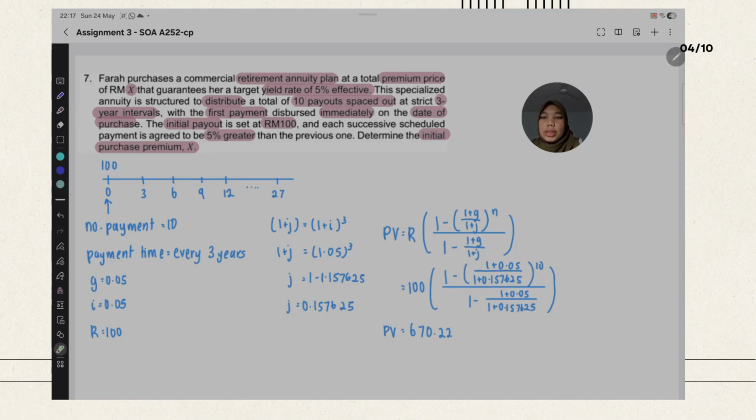Furthermore, the total plan consists of 10 payouts that are spaced out at strict 3-year intervals. Because of this 3-year gap between payments, our timeline does not advance by single years, but instead it jumps in multiples of 3. Therefore, our payments are at 0, 3, 6, 9, 12, until 27, for a total of 10 payouts.